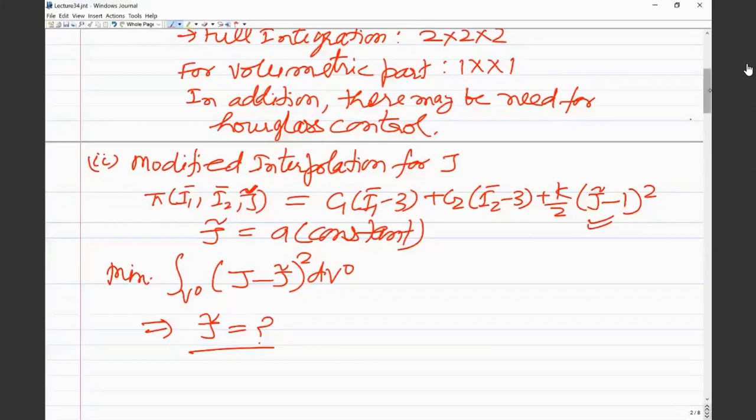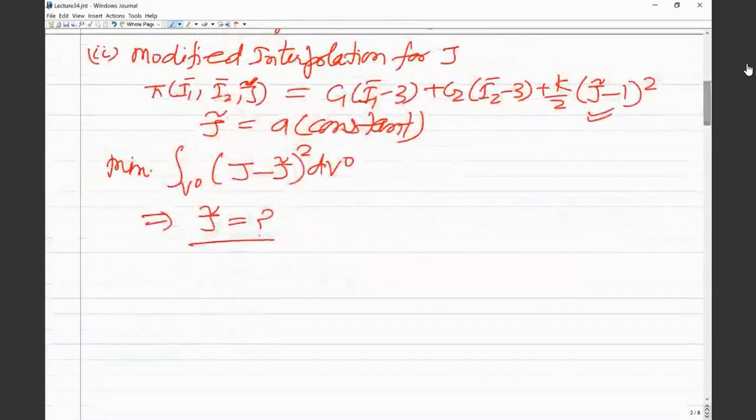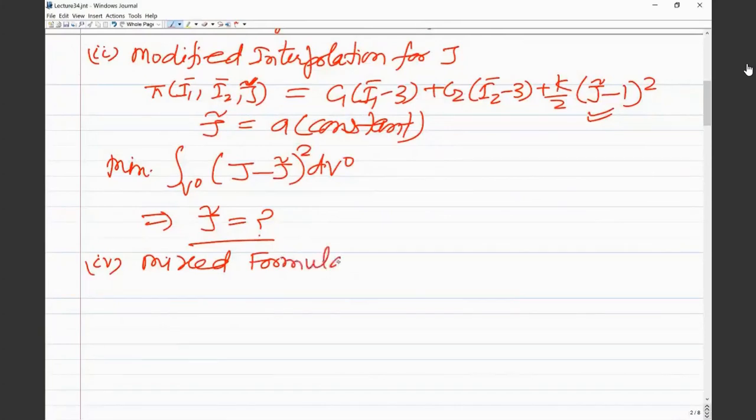So that's one way you can actually eliminate the locking. There are others, I'm not going to discuss them, but I'm just mentioning that one more is known as the mixed formulation.